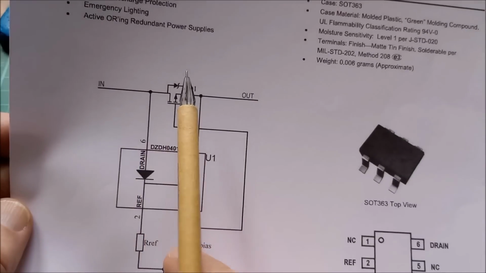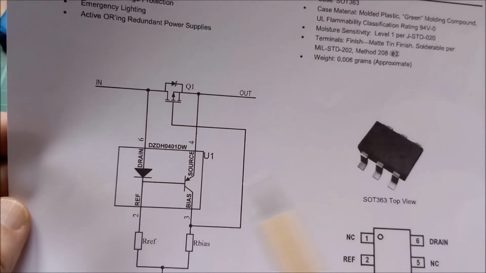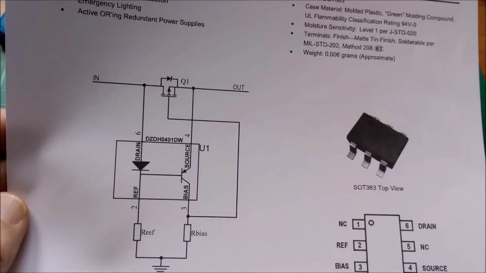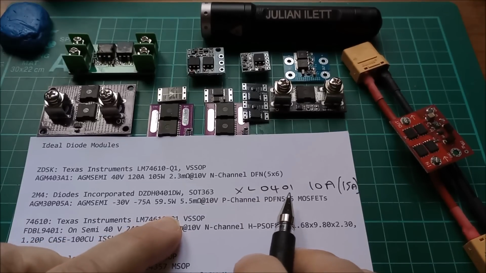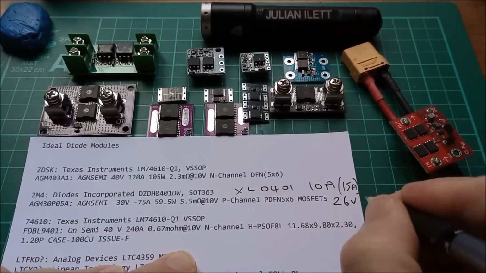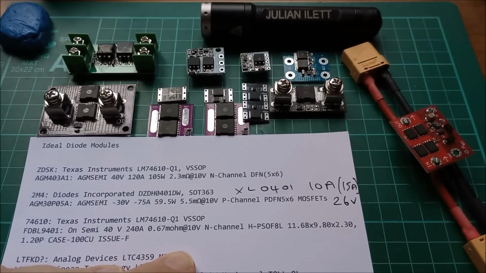If this is N channel, then the gate requires a voltage actually higher than the input and output, and there are techniques for that, but I'll come back to that on the other controllers. And this XL0401 controller, they're also saying maximum 26 volts, which is not a particularly high voltage.